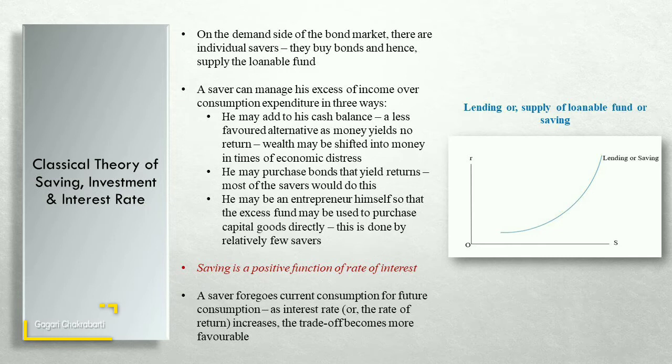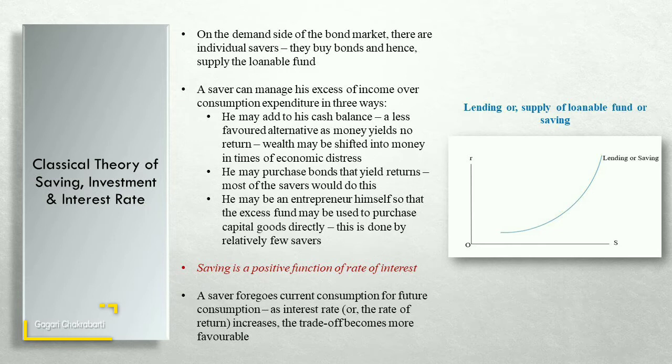Now, this is done by relatively few savers in the classical model, but in reality, this may be typical for a large group of savers. In the classical model, saving appears to be a positive function of rate of interest. This is quite different from the Keynesian model. In the Keynesian model, saving depends on the disposable income, and as disposable income rises, people spend more on saving, but the increase is less than proportionate.